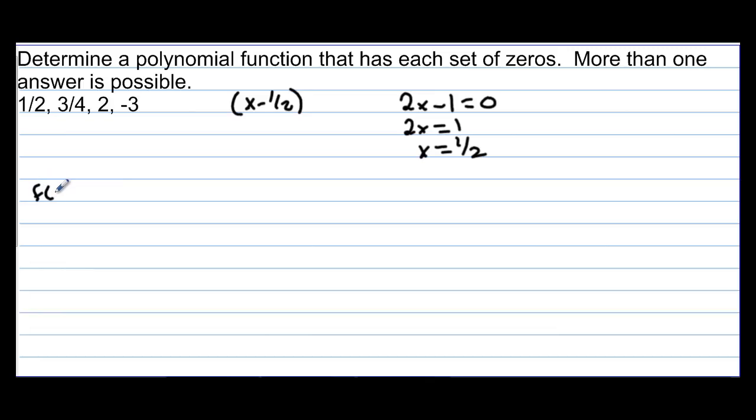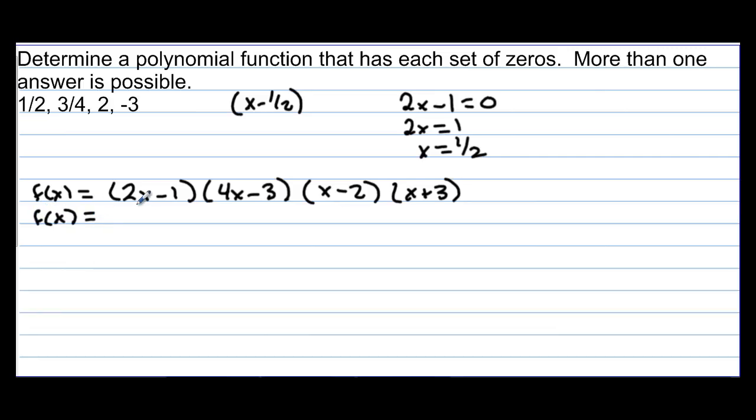So this function, f of x, is equal to 2x minus 1. That would give me a 0 of 1/2, because I would add the 1 and divide by 2, times 4x minus 3. In this case, we would add the 3 over and then divide by 4, giving us a 0 of 3/4. And then x minus 2 and x plus 3.